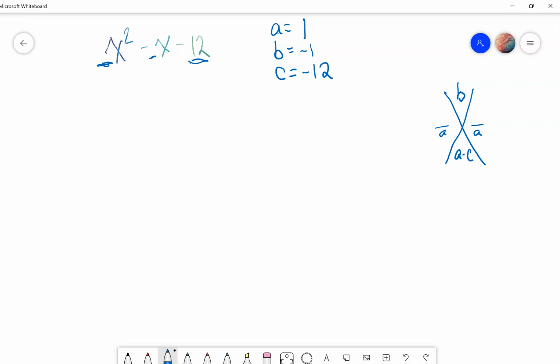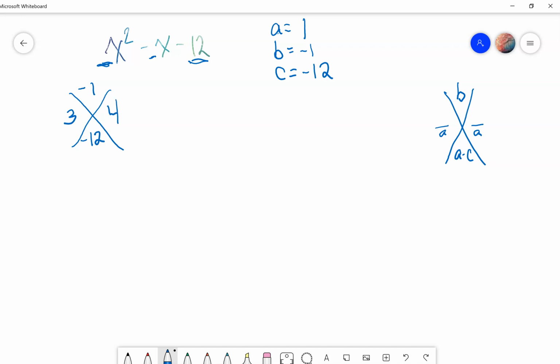So I'm going to set up my cross, or my X. A times C, 1 times negative 12 is negative 12. My B is negative 1. Now, what two things multiplied together give you negative 12, but when added give you negative 1? You can go to Desmos and use that to help you figure it out, but I happen to know that it's 3 and 4.